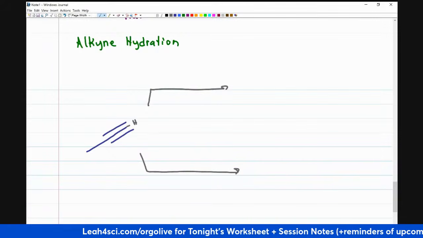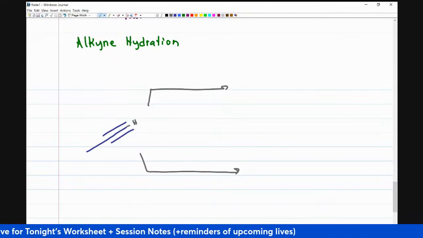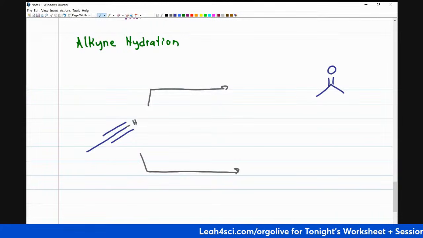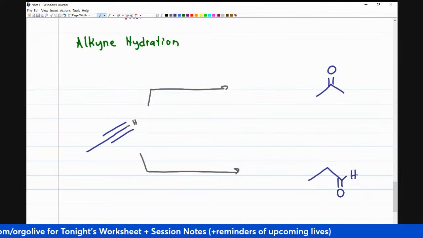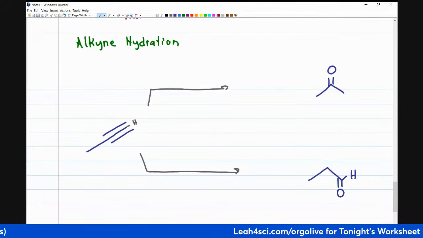I'm going to show you the products, and I want you to think of what it will take to get that product, meaning what the reagents have to be in each case. For the first one, I want to form a ketone. That is a carbonyl on the internal, on the second carbon. For the second one, I want to form an aldehyde. That is the carbonyl on the primary or terminal carbon. The difference between them is very specific in terms of the reagent that you use, which is going to control where the reaction happens.